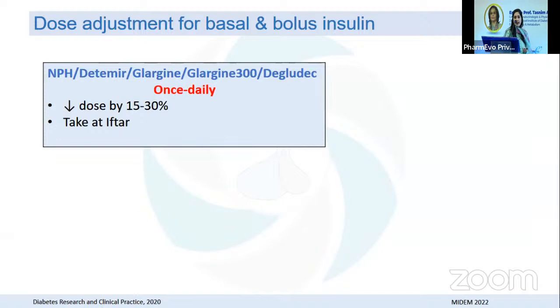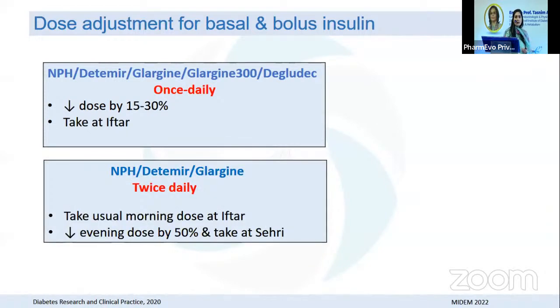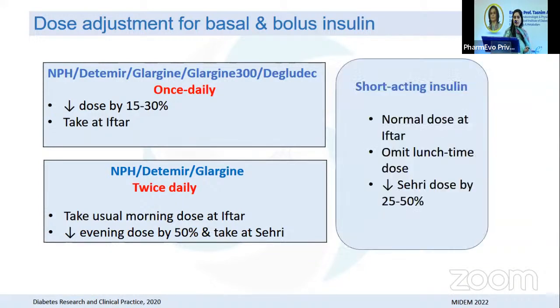If twice daily, as sometimes those on conventional basal insulin like NPH, Detemir, or Glargine U100, we can prescribe twice daily dosing of these insulins. Then they should be advised to take the usual morning dose at iftar, reduce the evening dose by 50% and take that at sehri. For short-acting insulin, which is taken just before meals, take the normal dose at iftar, omit the lunchtime dose as there is no lunch, and decrease the sehri dose by 25 to 50%.